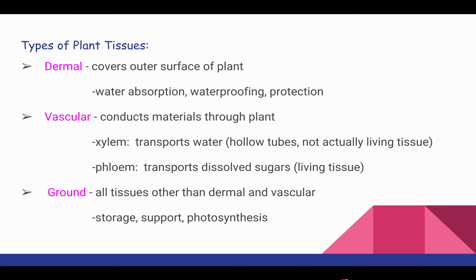And if it isn't dermal tissue or vascular tissue, then we call it ground tissue. And that tissue is providing storage functions, it's giving the plant support, and the cells in the ground tissue carry chloroplasts, so they're important for photosynthesis.